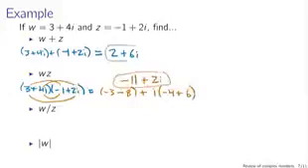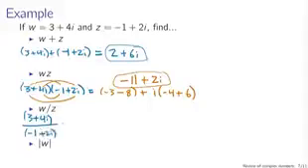I guess if I'm going to circle that answer, I should circle this answer as well. Now, slightly more complicatedly, w over z. W is 3 plus 4i, and z is minus 1 plus 2i. And you know when you want to simplify an expression like this, you multiply by the complex conjugate of the denominator divided by the complex conjugate of the denominator. So minus 1 minus 2i divided by minus 1 minus 2i.